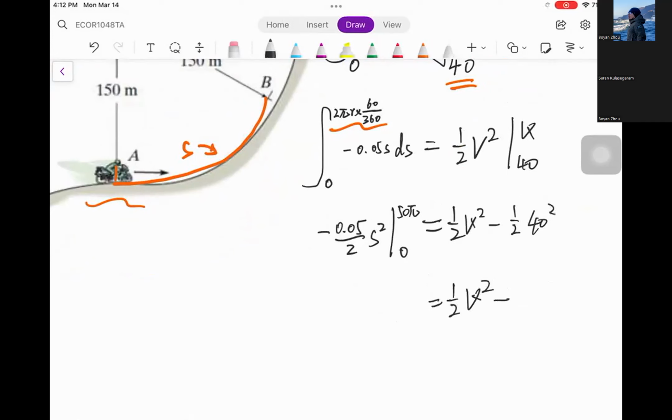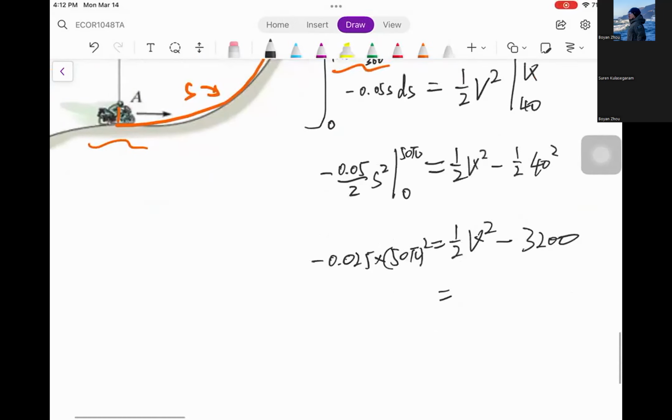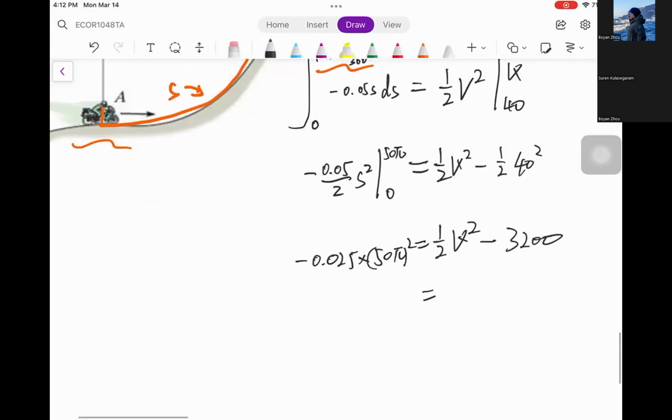On the left hand side, it's also just going to be solving the math. 25 times 50 pi to the power of 2. So just simplify this equation. We should get velocity is equal to 13 meter per second.